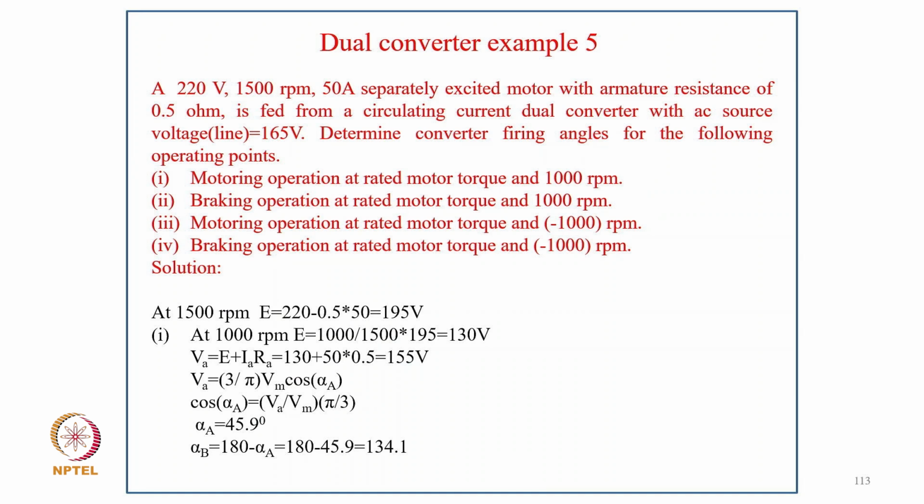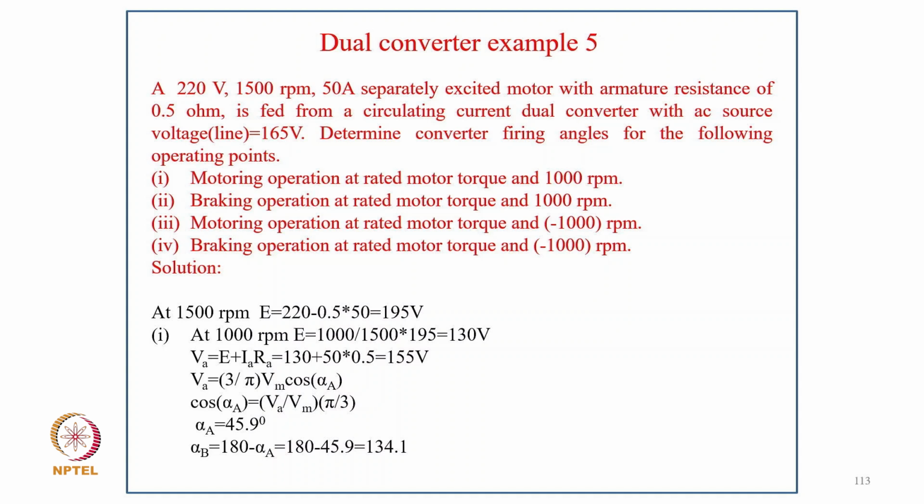Now coming to example 5 on dual converter: a 3-phase 220 volt, 1500 rpm, 50 ampere separately excited DC motor with armature resistance of 0.5 ohm is fed from a circulating dual converter with AC source voltage of 165 volt. Determine the converter firing angles for the following operations: motoring operation at rated motor torque at 1000 rpm, braking operation at rated motor torque at 1000 rpm, motoring operation at rated torque at minus 1000 rpm, and braking operation at rated motor torque at minus 1000 rpm.